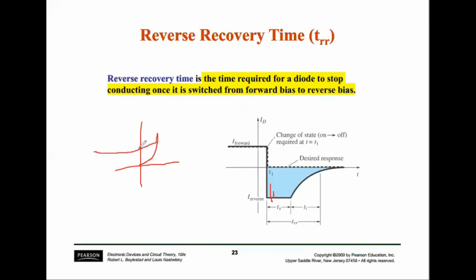So in this change, at this point it is moving in the forward direction, and after some time it will be moving in the reverse direction. This is called reverse recovery time. So reverse recovery time is the time required for a diode to stop conducting once it is switched from forward bias to reverse bias.